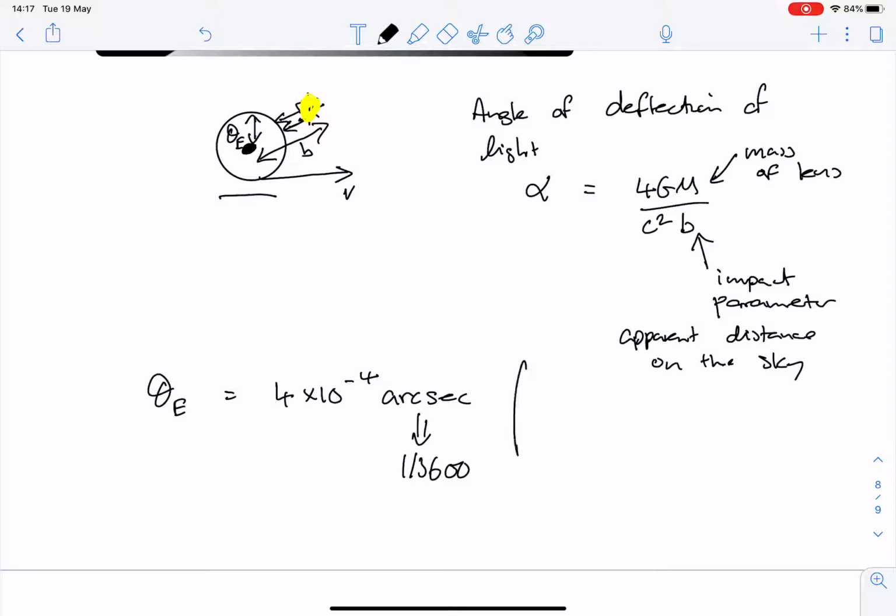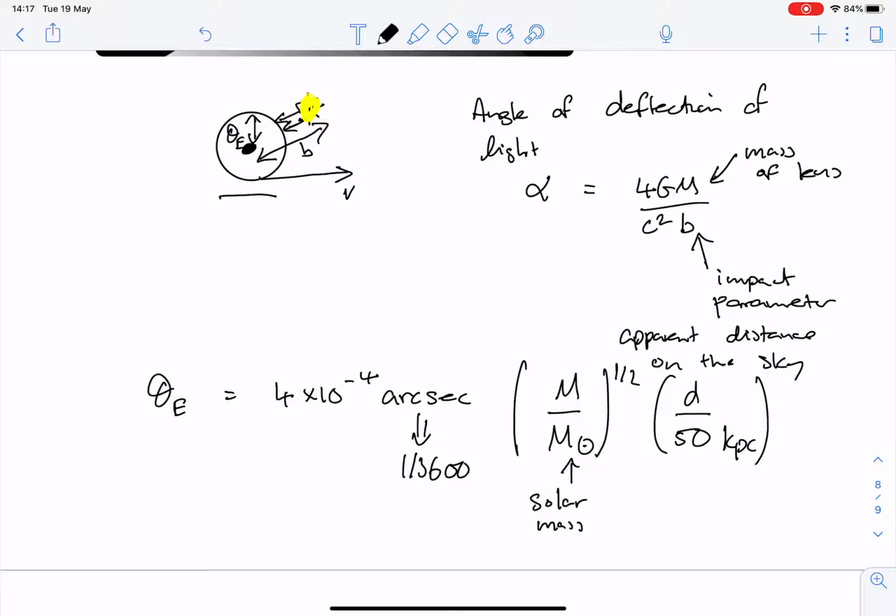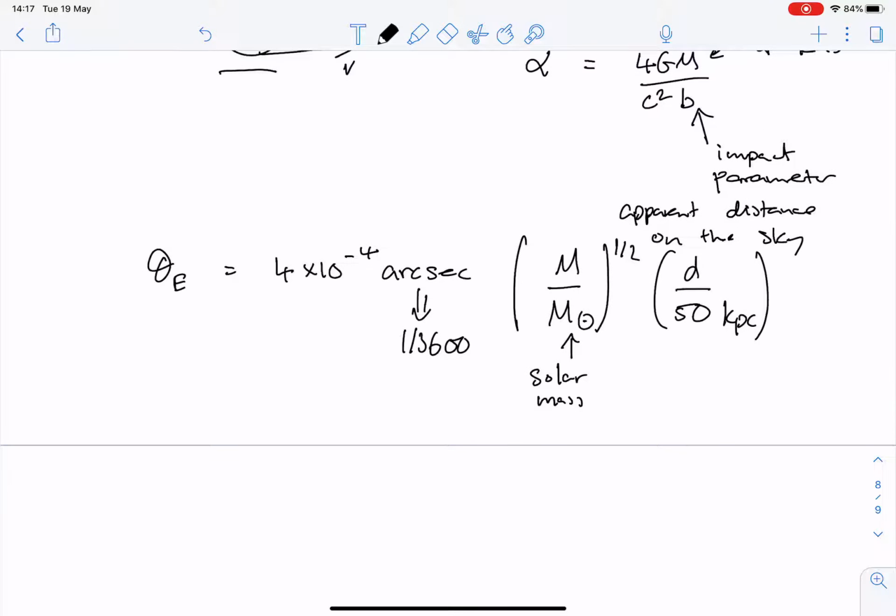Multiplied by the mass of the lens in solar masses to the half. This is a solar mass. Multiplied by the distance in units of 50 kiloparsec. So kiloparsec, not a megaparsec. And so this tells you something about where you look. You've got to look at distant stars. So that might be stars in the Magellanic Clouds, or it might be stars in the galactic bulge. And you're typically looking at lens masses of a few solar masses. That's the idea.